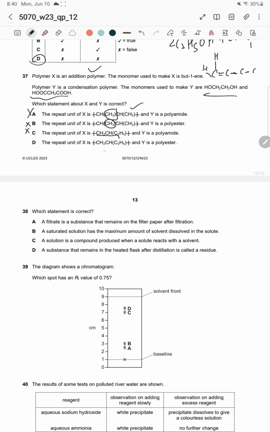The repeat unit of X is, okay, this can be the option, but Y is a polyamide. So an amide has nitrogen in it, and this is not having any nitrogen, so that's why C can't be the option. So D, the repeat unit of X can be this one, and Y is a polyester, so it can be polyester. Condensation polymers are of two types, polyamide or polyester. So an amide has nitrogen in it, and if carbon-oxygen is there, then it is polyester. So D should be the right option.